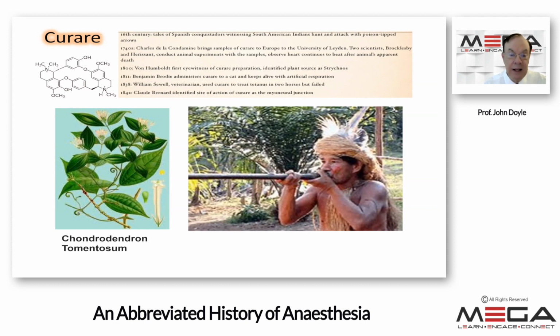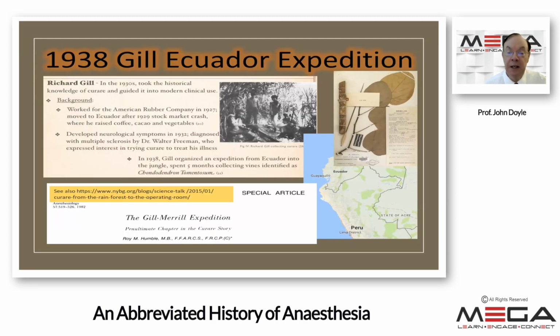And you can see on the left, the plant that curare comes from. And on the right, you can see an Aboriginal man with a blowpipe that would send a curare dart into an animal, and that would weaken the animal in such a way that you could run after them and then kill them. It didn't usually kill the animal right up front. What it would do was weaken them to the point where you could easily capture them or kill them.